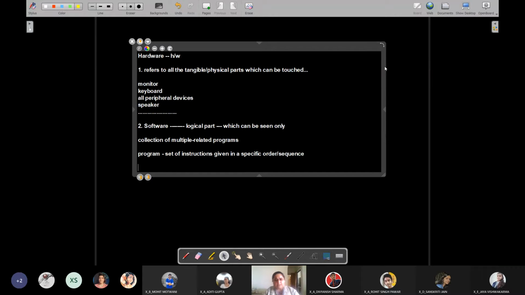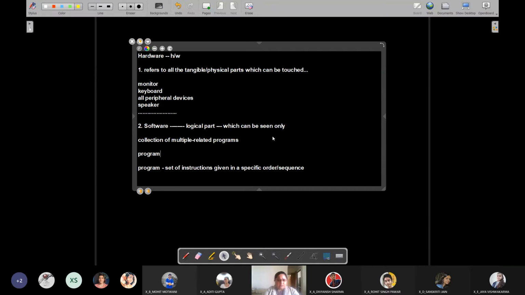A computer is a dumb machine, because of which we have to be very specific with the instructions we are giving to it, right? So software means a collection of multiple related programs. Various programs are integrated together, and when they are integrated together, they perform a series of related tasks.